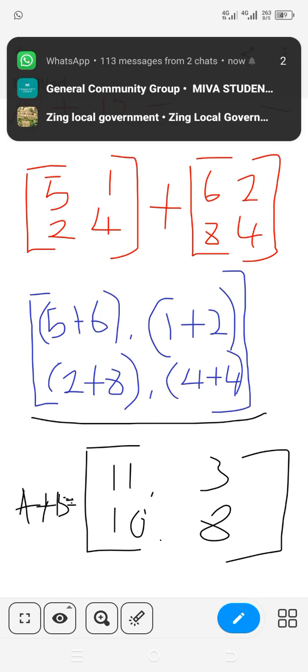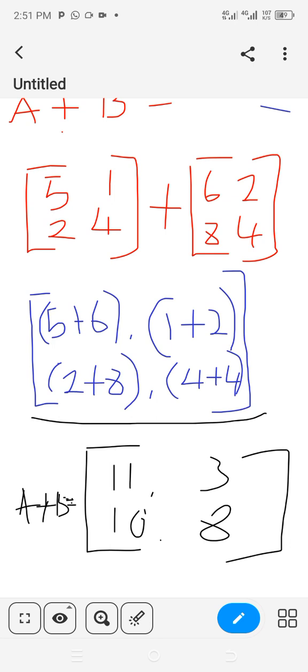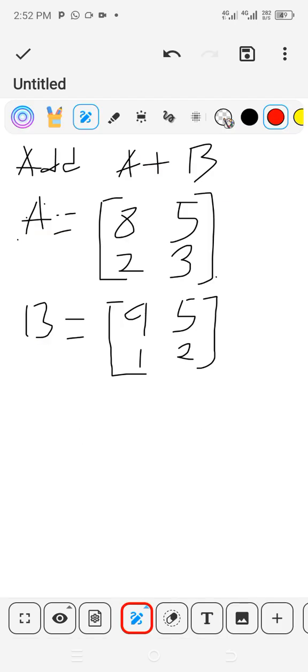So let's take another example. We have example 2. The question is add A plus B. Matrix A, the rows are 8, 2, 5, 3. Whereas matrix B, the rows are 9, 1, 5, 2. So we have to add them. It's very simple. Let's do the solution together.